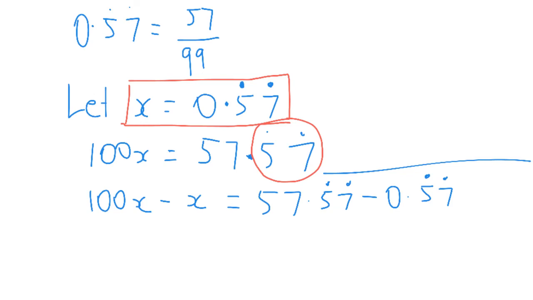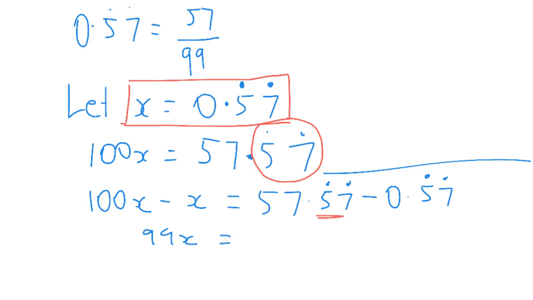Now, let's look at the two sides here. The left is easy to deal with because I've just got 99x. 100x minus x is just 99x. The reason I choose to do this is because I hope you see that these two things are exactly the same.